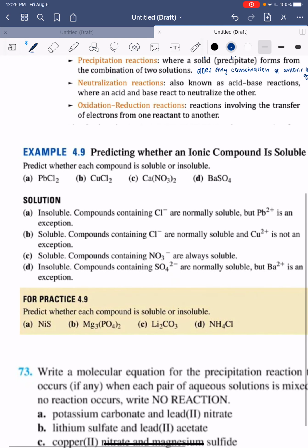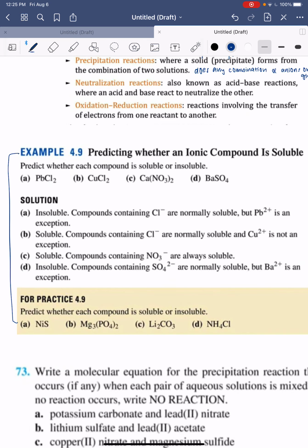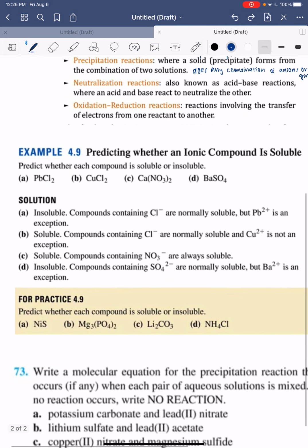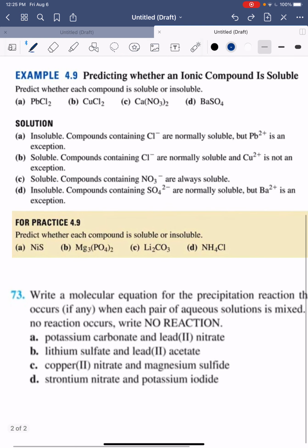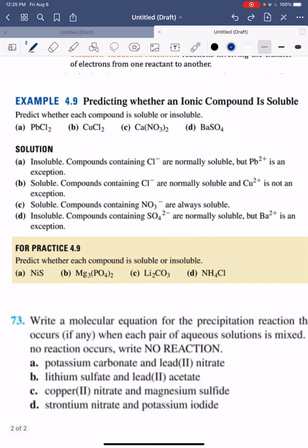If we're looking at this example 4.9 here, this huge chunk of stuff, this is straight out of your textbook for the fall. And the example is predicting whether an ionic compound is soluble. Remember, for something to be soluble, it means it's not a precipitate, so it's not a solid. The state is going to be aqueous. If something is insoluble, the state is going to be solid. And then we have a precipitation reaction because it essentially precipitates or falls out of the reaction as a solid. It doesn't dissolve. So predict whether each compound is soluble or insoluble.